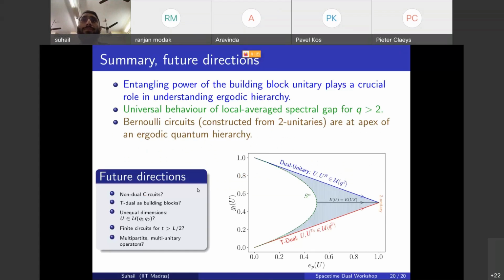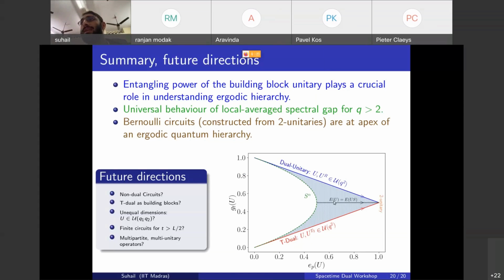Some of the directions in which we are looking are non-dual circuits on this EP-GT plane. Right now, these are dual unitaries, the maximally chaotic models. And there are some smaller entangling powers, as we saw in today's and yesterday's talks, where one can construct localized or strongly localized models. We are also looking at a special line, which is a sort of alternate route to reach dual unitary.